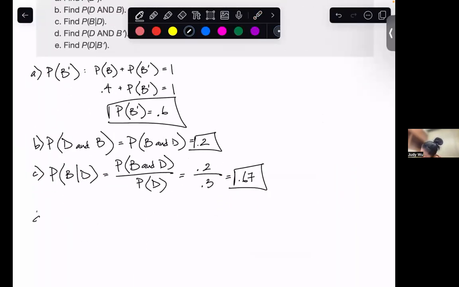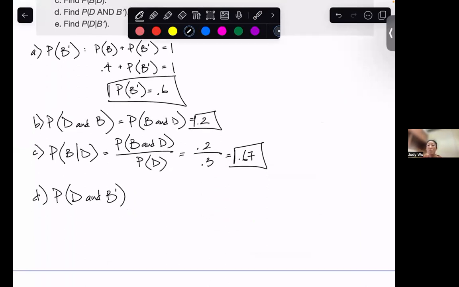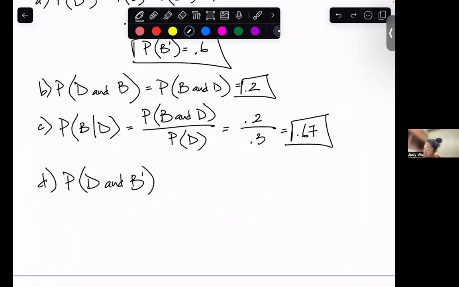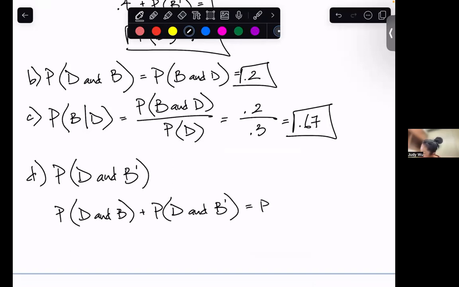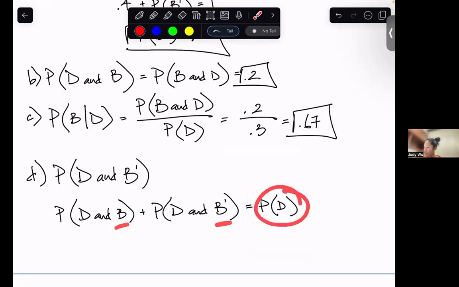All right, let's take a look at D. We've got the probability of D and B prime. One thing to note is that when we're thinking about our complements, as we talked about above, we said that the probability of B plus the probability of B prime is equal to 1. Well, it turns out we can extend this and say the probability of D and B plus the probability of D and B prime should equal the probability of just D happening. So effectively, either B happens or B doesn't happen, it doesn't really matter. At the end of the day, it should be equal to the probability of D happening.